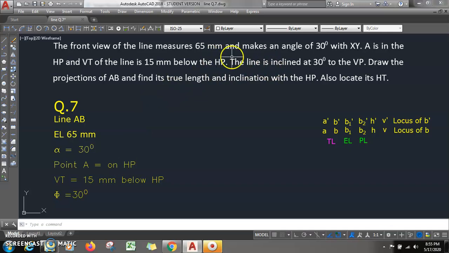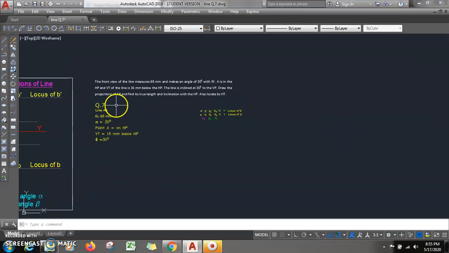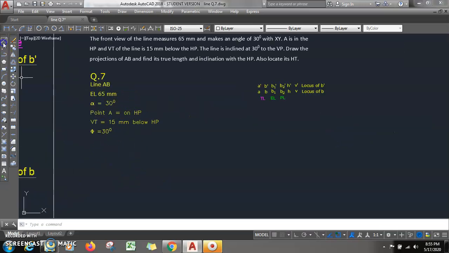Okay, the line is inclined at 30 degree to VP. So inclination of line with VP is phi. Phi is 30 degree. Draw the projection and find out true length and inclination with HP. So very simple. First of all, we will utilize given data. Let us draw one horizontal line first.